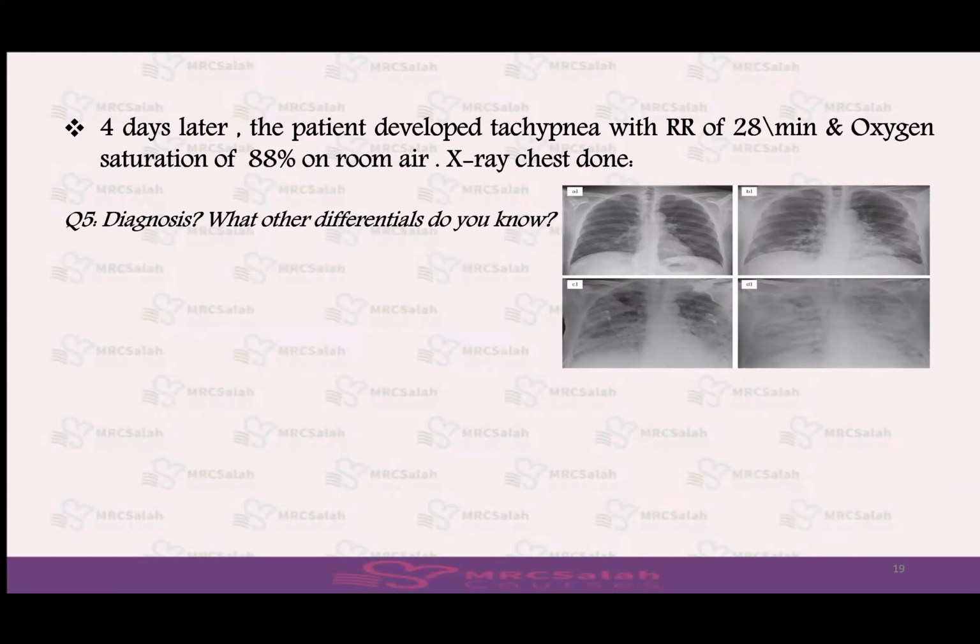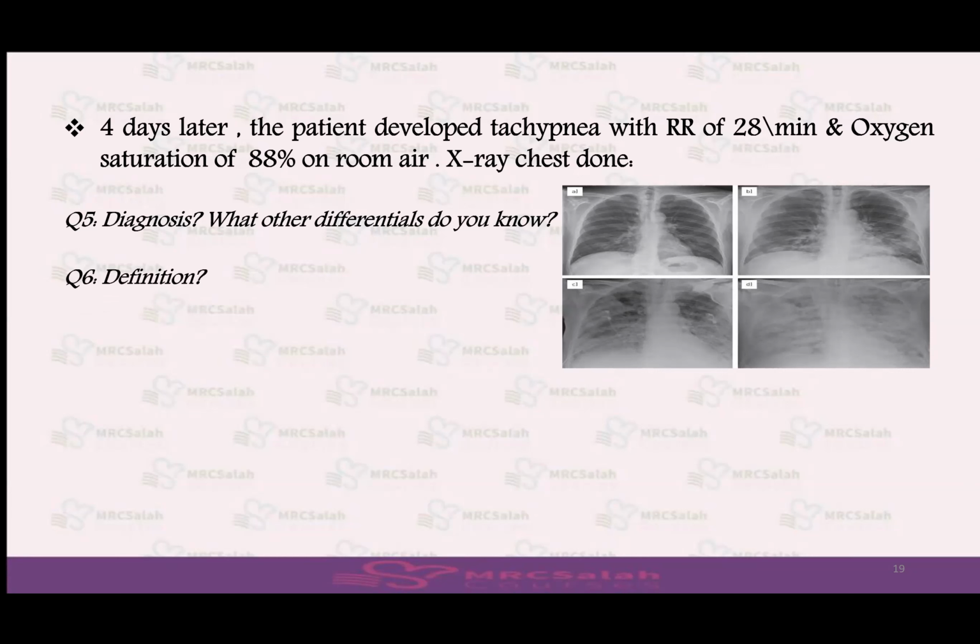There is a diffuse pulmonary infiltrate denoting acute respiratory distress syndrome, but I also have to suspect pneumonia. What else? Pulmonary edema. Yes, first of all pulmonary edema, then pneumonia, overload, whatever.